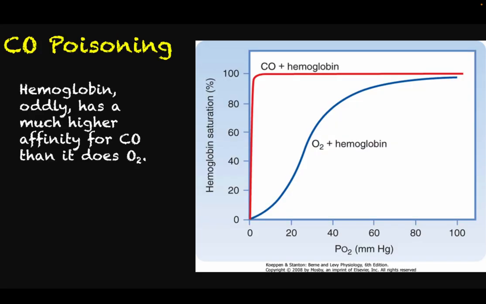So the funny thing about carbon monoxide poisoning and hemoglobin is that hemoglobin actually has a much higher preference or affinity for carbon monoxide than it does oxygen.